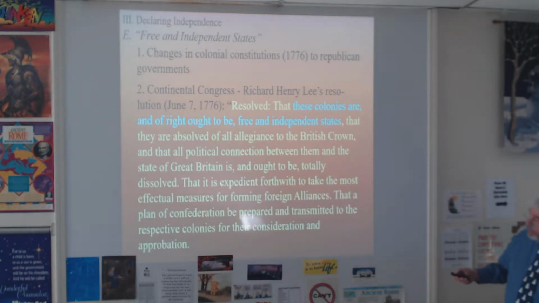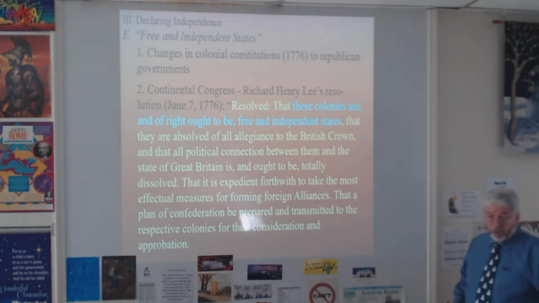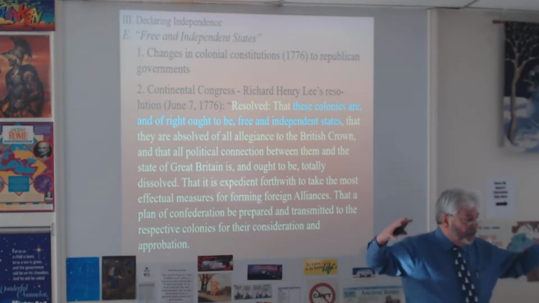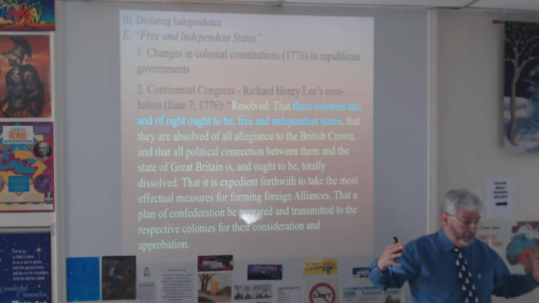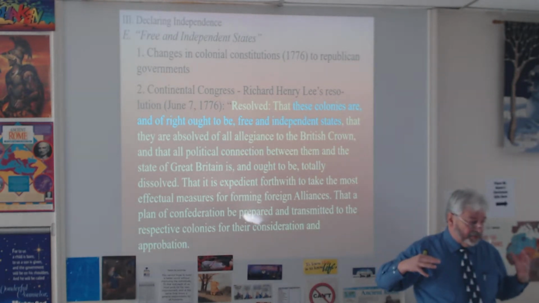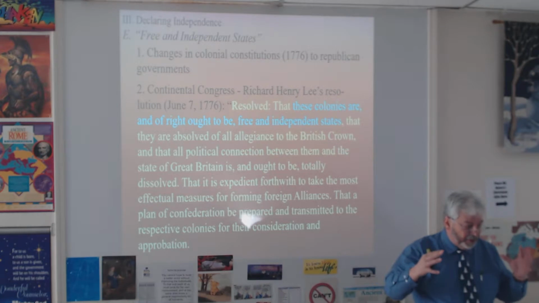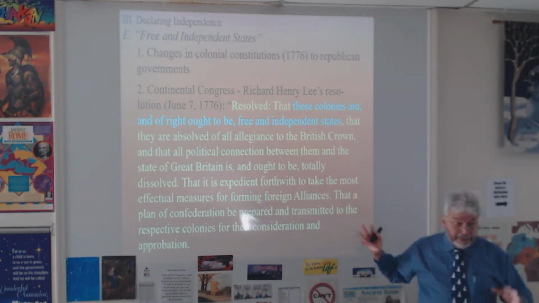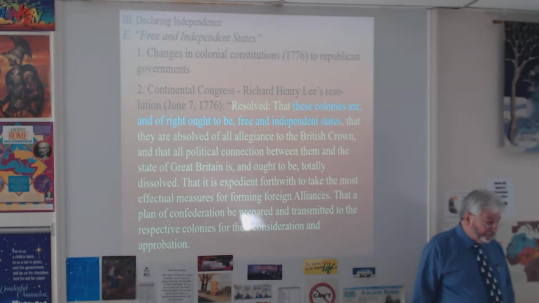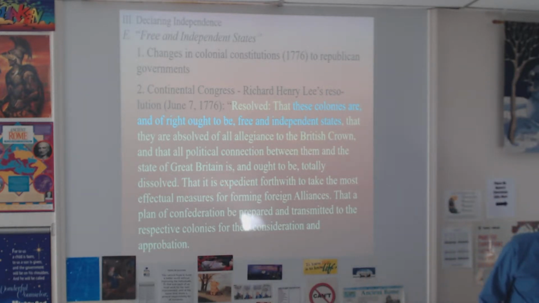And with that in mind, we ought to do whatever we can to form foreign alliances. We ought to find other countries that will support us. And we also need to have a plan of confederation. In other words, we need to come up with a way for the colonies to come together, to band together as one country, not as simply separate colonies governing themselves. We need to come up with a confederation plan where we are brought together. Okay, there's a lot in that short resolution by Richard Henry Lee.